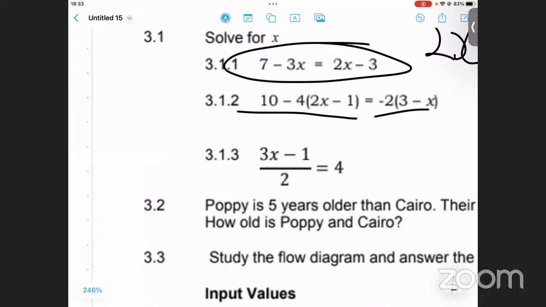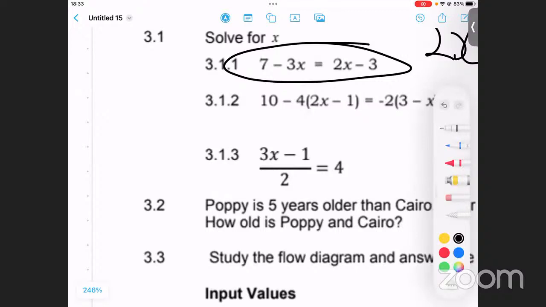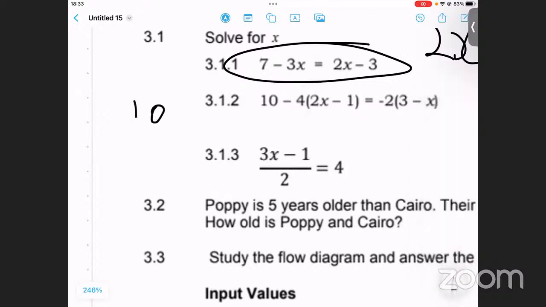Okay, cool. So the first thing that we're gonna do here is to get rid of the brackets, so we can have a clean equation. So we have 10, and we're going to say minus, because minus 4 multiplied by 2 is minus 8. That's why we are having this minus. So it's going to be minus 8x, because 4 multiplied by 2 is 8, and we also have x.